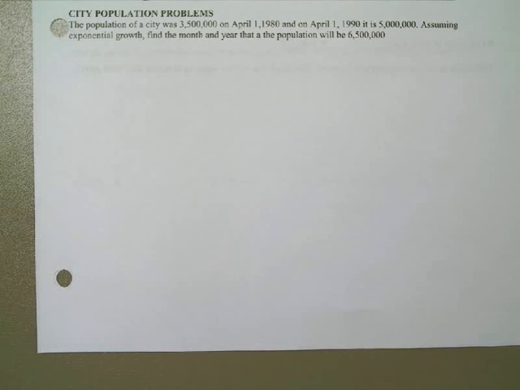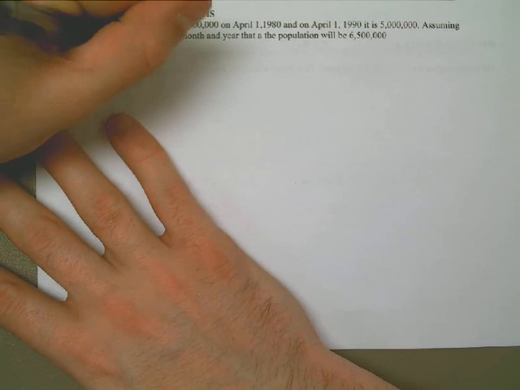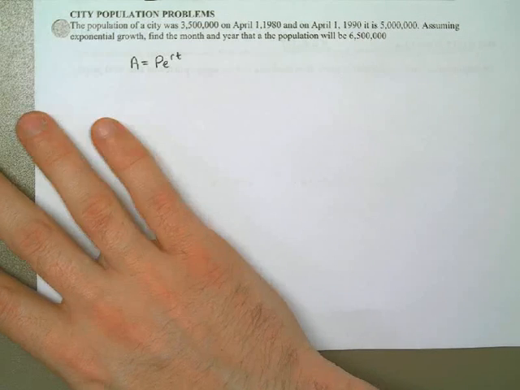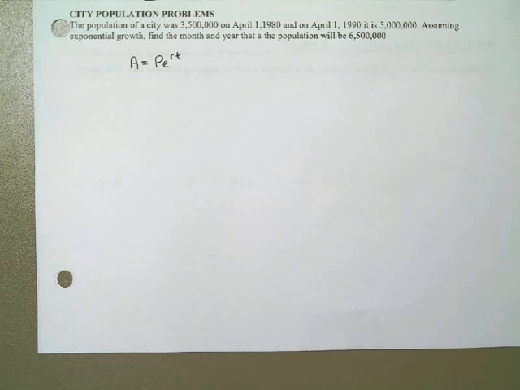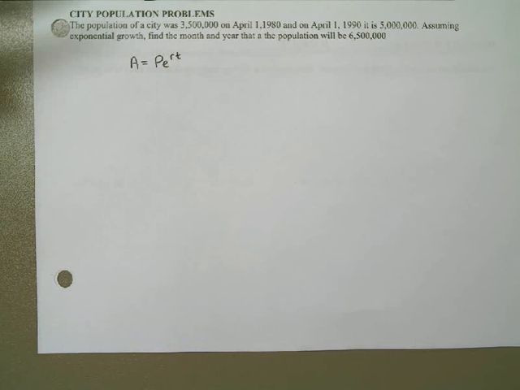Okay, in this video we're going to talk about city population problems. You're going to remember in previous problems we talked about with bank accounts, the amount that you have in your bank account is equal to Pe to the rt. The amount of money that you have is equal to the principal that you put in, the starting amount of money, times e raised to the growth rate times the time. So we're going to use the same exact formula, except this time we are going to talk about, instead of number of dollar bills, number of people.